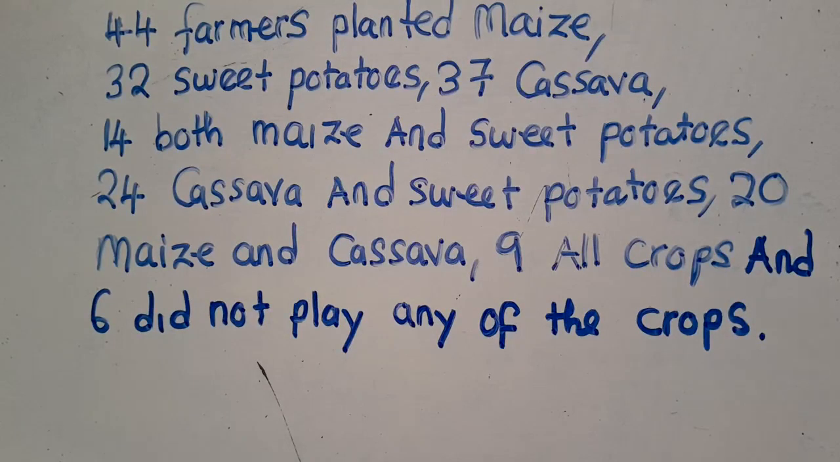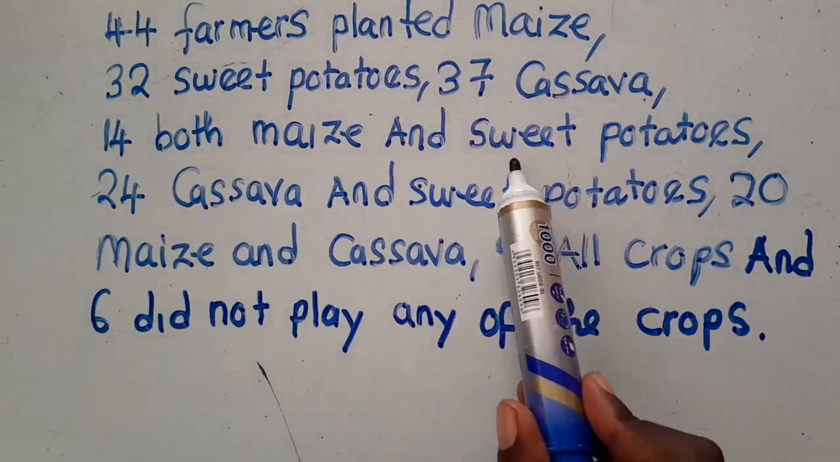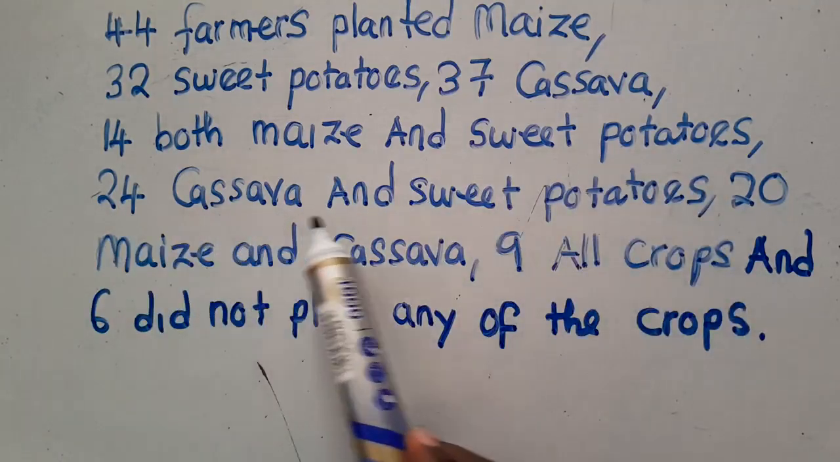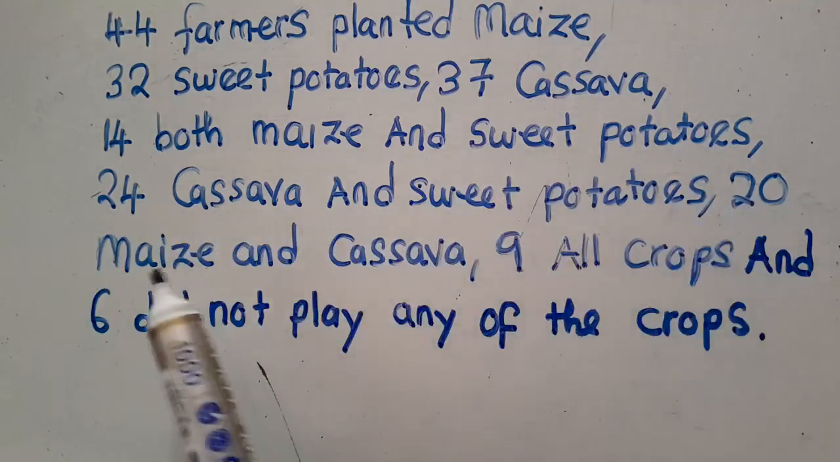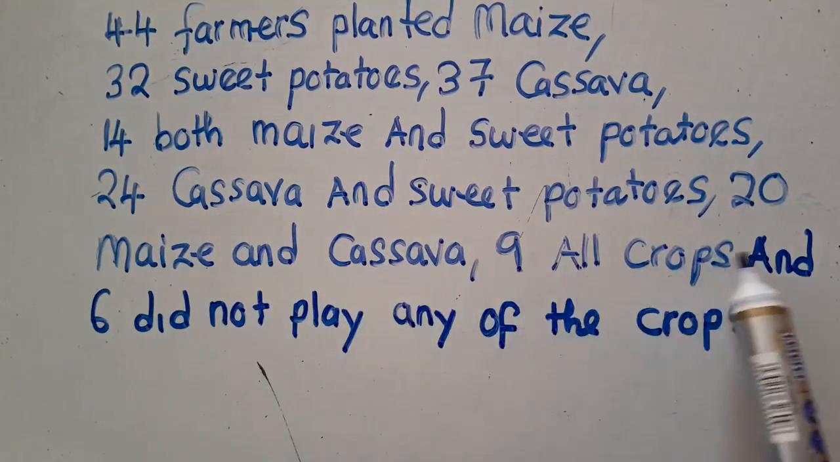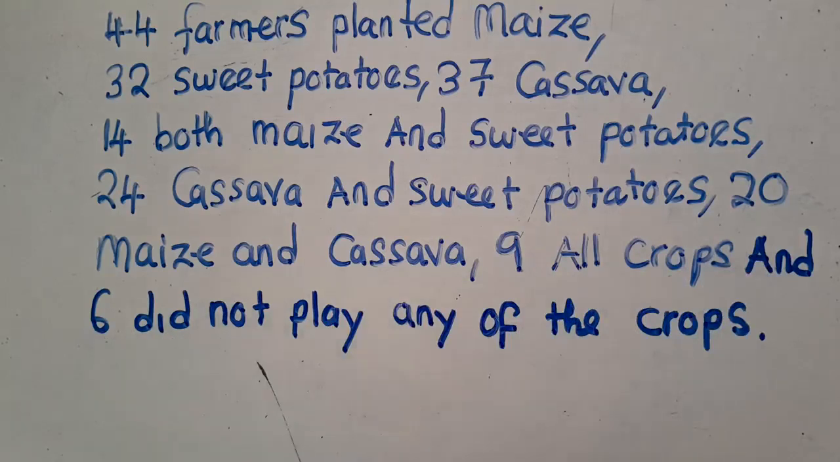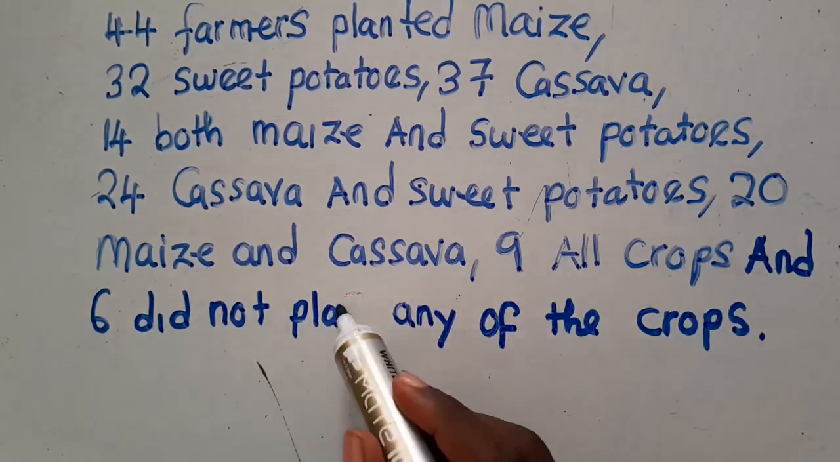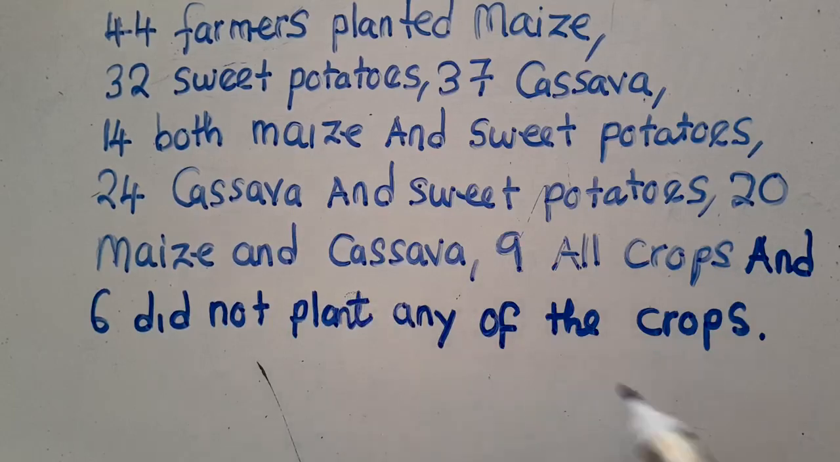We are told that 44 farmers planted maize, 32 sweet potatoes, 37 cassava, 14 both maize and sweet potatoes, 24 cassava and sweet potatoes, 20 maize and cassava, 9 all crops, and 6 did not plant any of the crops. This is the data that we are given. We want to illustrate this in a Venn diagram.